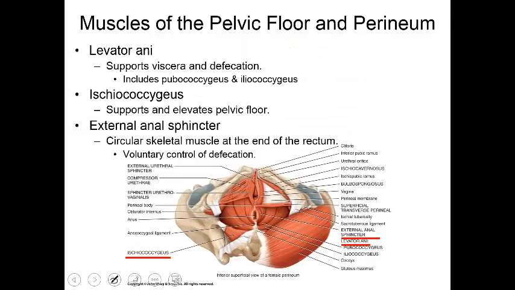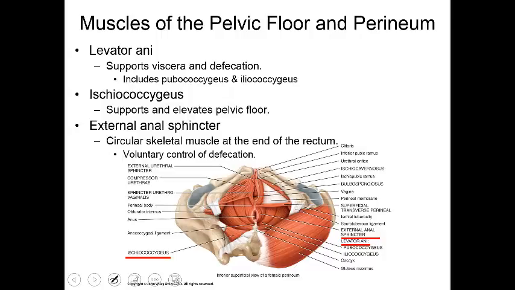Now the next set of muscles are in the pelvic region: muscles of the pelvic floor and the perineum. Now, these muscles are extremely important for bowel control, urinary control, also for childbirth. Now, these muscles basically hold in all of your visceral organs, so the pelvic floor muscles.